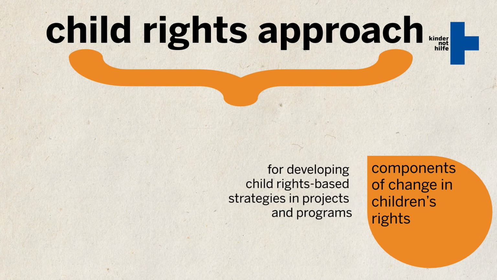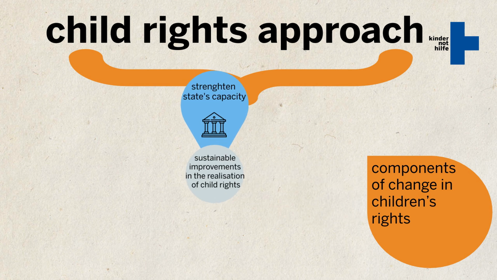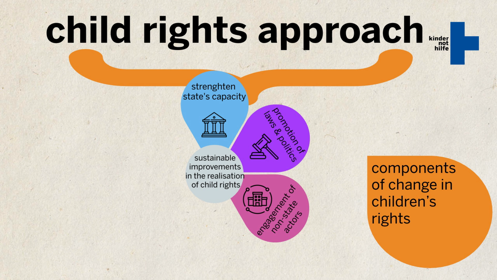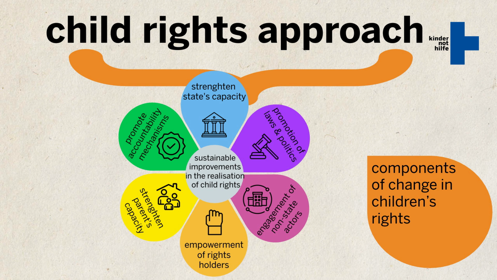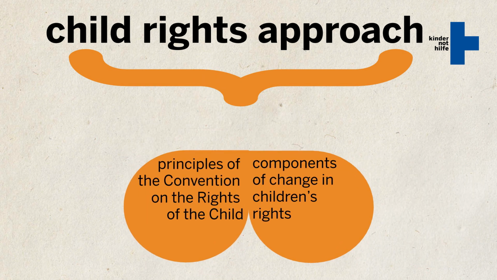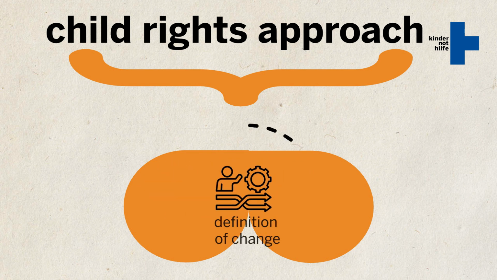Strengthening the capacity of the state as primary duty bearers. Establishment and implementation of functional laws, policies, structures, and systems by state authorities. Engagement of non-state actors in promoting and realizing children's rights. Empowerment of rights holders to claim their rights. Strengthening the capacity of parents and caregivers to fulfill their responsibilities. Promoting accountability mechanisms. The principles and components of change guide the definition of the intended changes that are defined in the project.